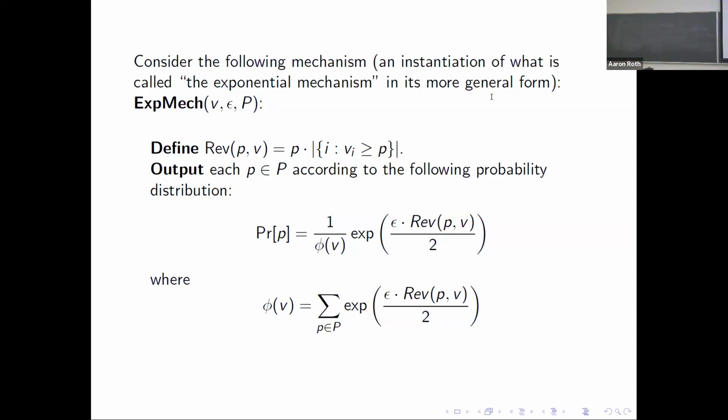And what it's going to be trying to do is pick a price that maximizes some particular objective. In this case, the objective is revenue. So given the bids and given a price P, the revenue that we obtain from price P is just a number that we can compute from the bids. It is P, the amount of money we would make per sale, times the number of people whose values exceed P, the number of people who would be willing to purchase at that price.